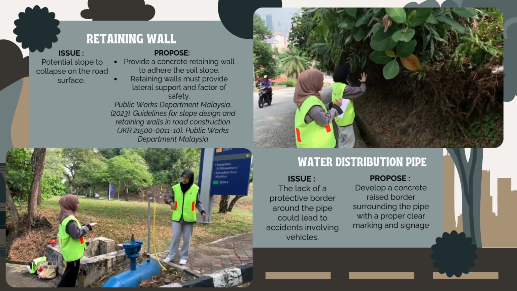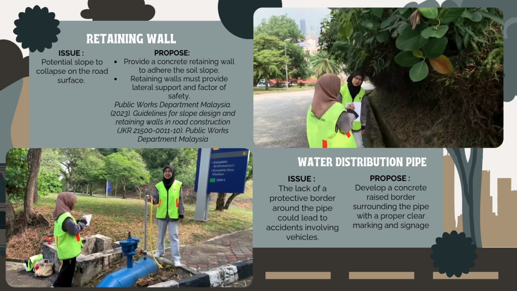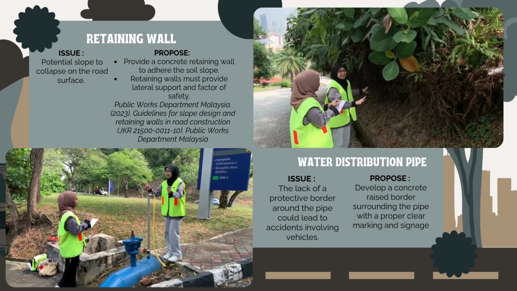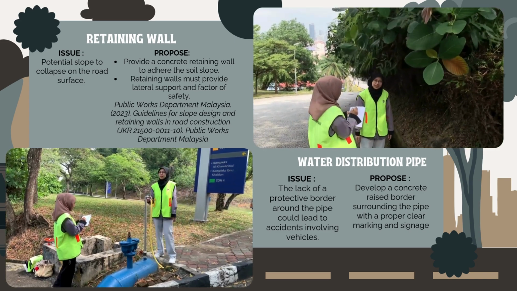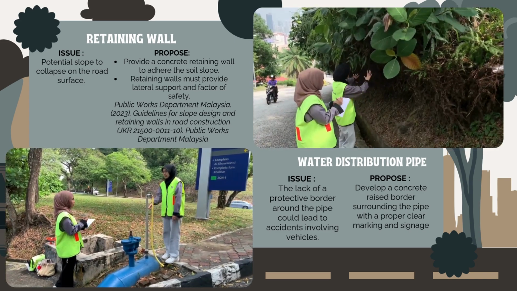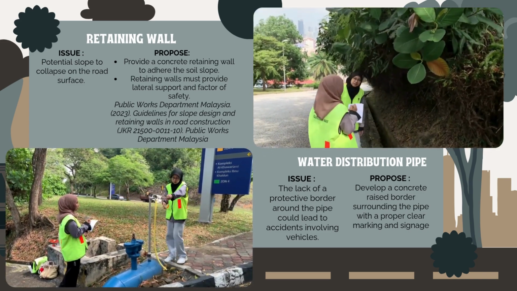The next one is a water distribution pipe. The lack of protective border around the pipe could lead to accidents involving vehicles. So, we need to develop a concrete raised border surrounding the pipe with proper clear marking and signage.